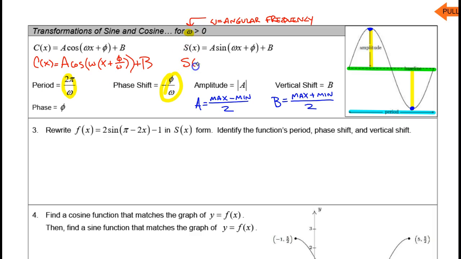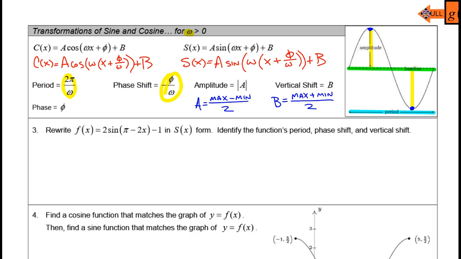I can do the same thing here with sine of x. A times the sine of omega, I'm going to factor that out, times x plus phi over omega, all plus B. So those two forms, I prefer this second form, but you're going to see it both ways, so I'm showing you both ways. Last thing I want to show you here is I'm going to go ahead and erase this term angular frequency, because I have something I want to pull out and show you.